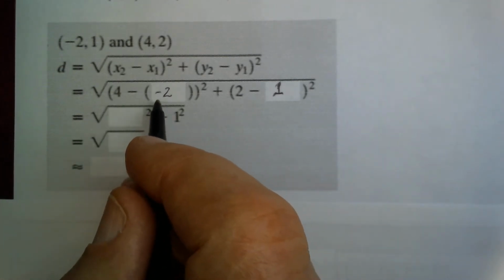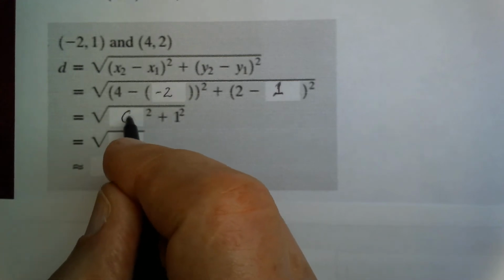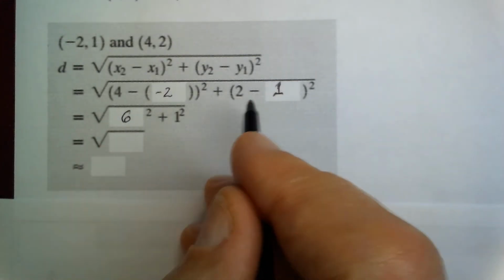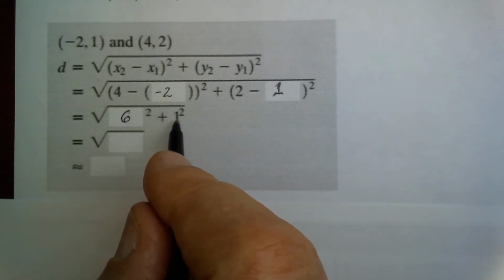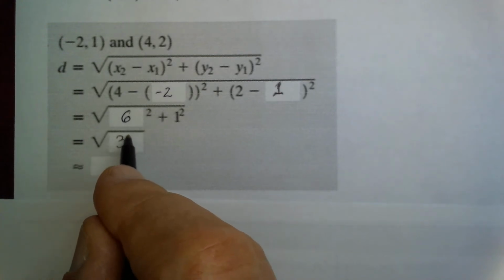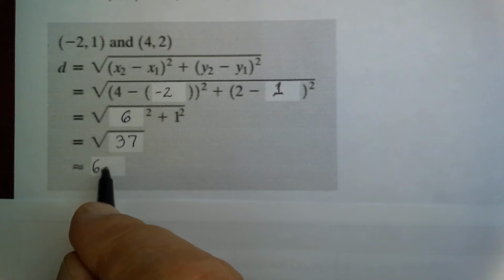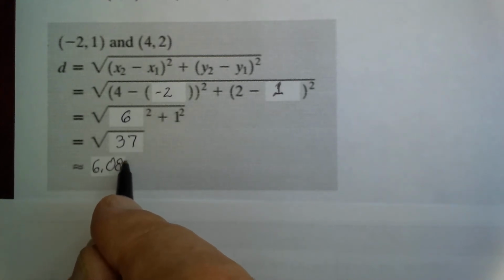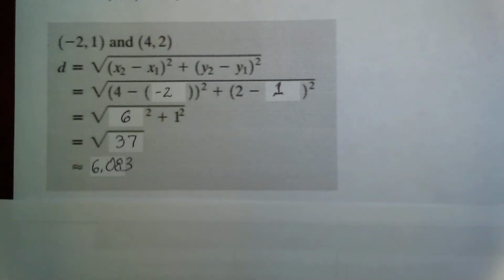And 4 minus negative 2 is 4 plus 2, or 6 squared. And 2 minus 1 is 1, so it's 1 squared. And 6 squared is 36, and 1 squared is 1. So it's the square root of 36 plus 1, or 37. And that's approximately equal to 6.083. So that's the approximate distance between these two points.